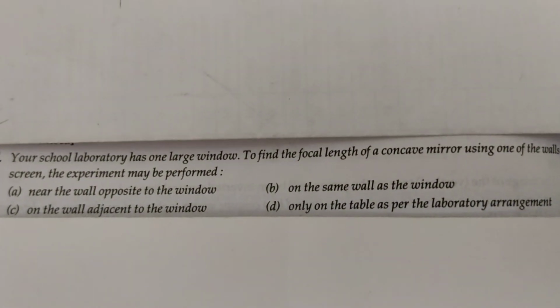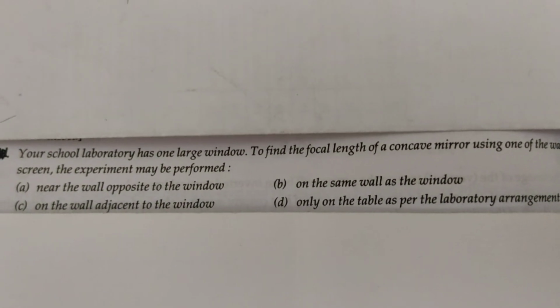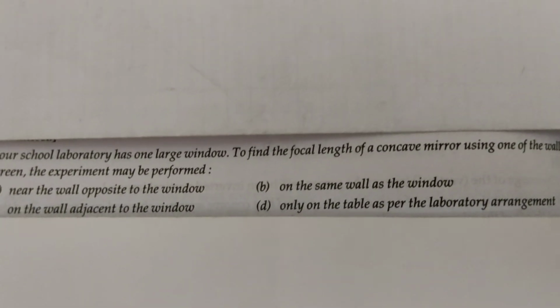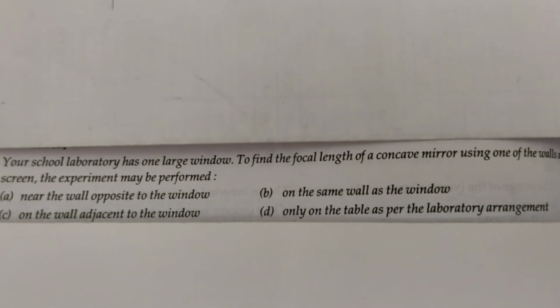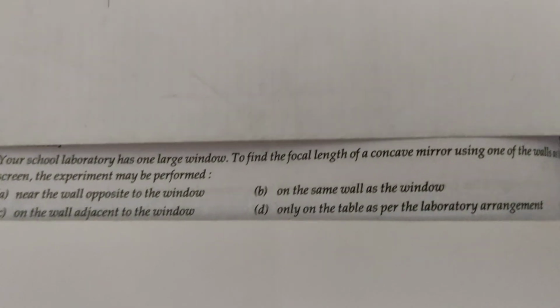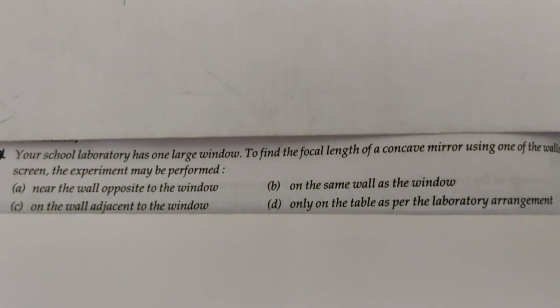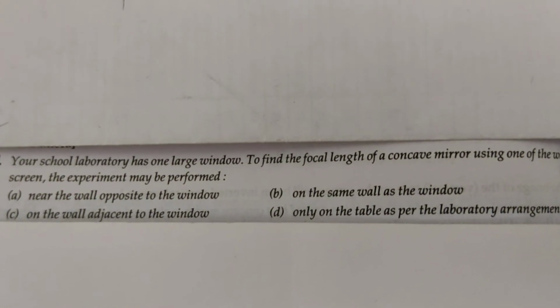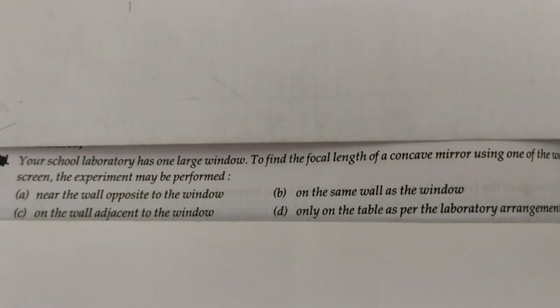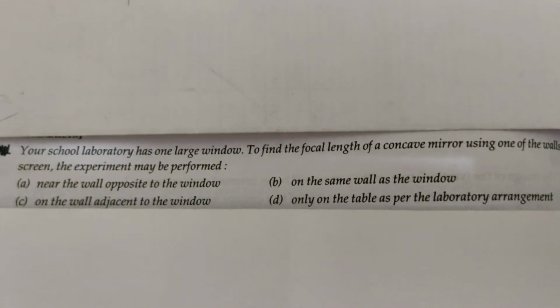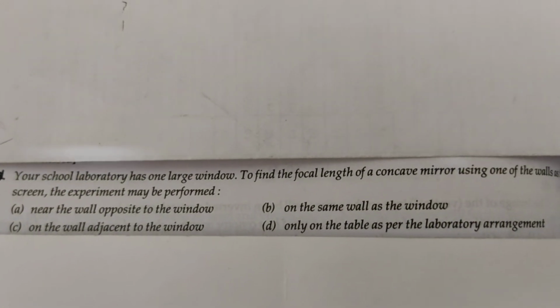So obviously here you will be choosing the wall on the same wall as the window, because through the window rays from a distant object will come. They will fall on the concave mirror, reflect, bounce back, and meet on the screen to form an image lying in front of it. So the wall on which the window is lying can act as a good screen. So B is the correct option.